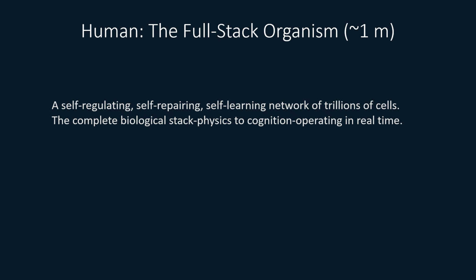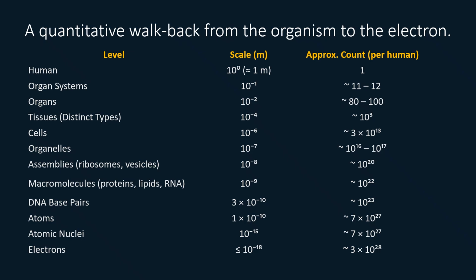Next, we will just see all scales together. Look at these numbers. You have some 3 times 10 to the power of 13 cells, about 10 to the power of 22 macromolecules, and then 10 to the power of 28 electrons. So the complexity explodes as you go down in scale. This is why bottom-up simulation of a whole human from first principles is just not possible.